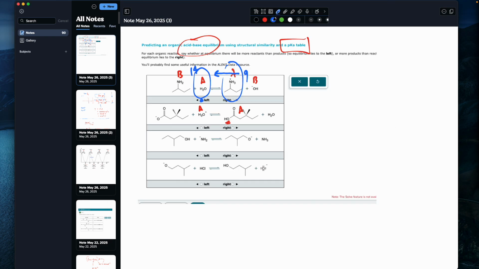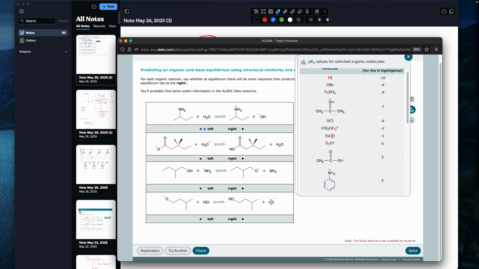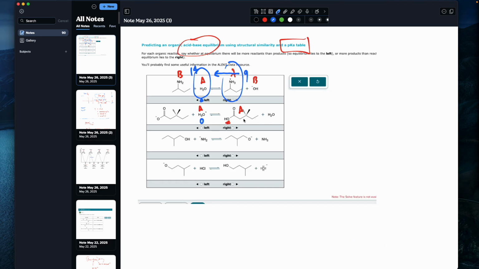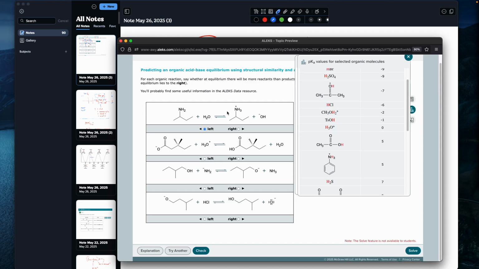All right, let's go to blue. This is 0. And a carboxylic acid, you've got to get your eyes used to this. Oh, there's a carboxylic acid. There's acetic acid. That's 5. Okay, that's clearly higher. We're going to go from the lower to the higher. The stronger acid gets to act like an acid. So that's going to go to the right. Okay, I'm going to do both of these.